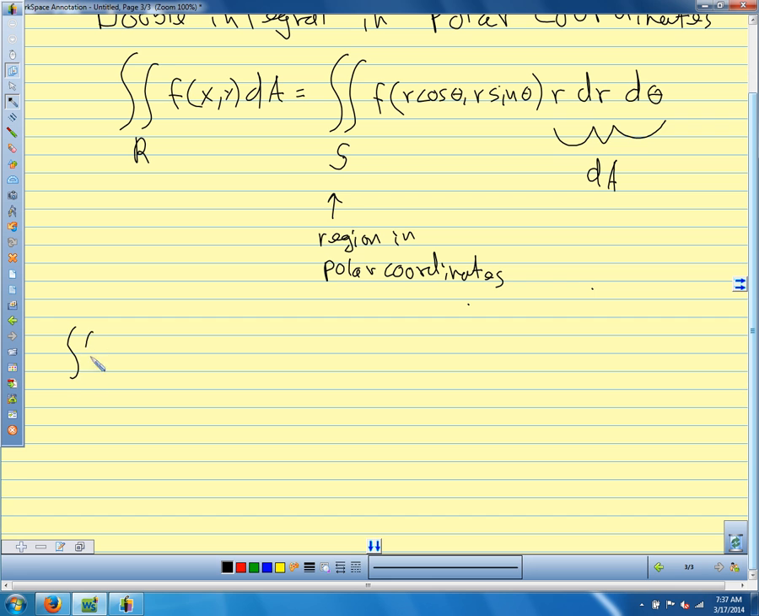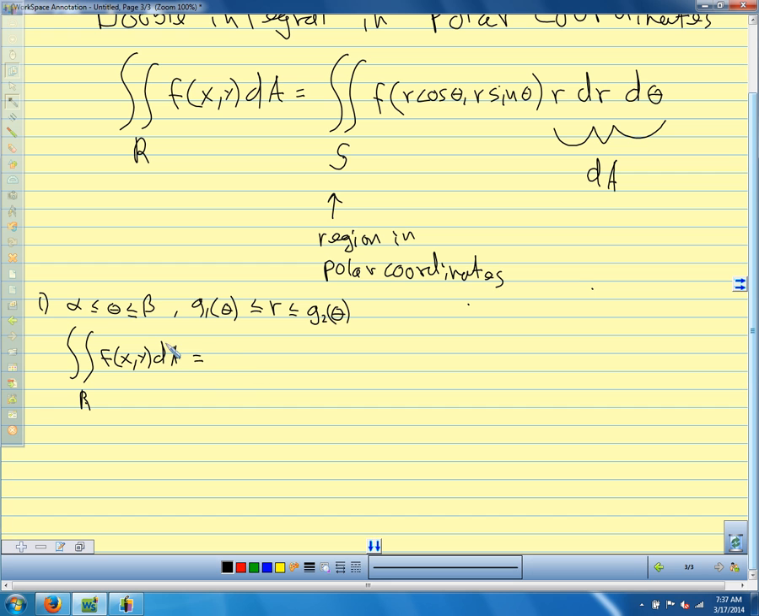So for this first one I'm going to say alpha less than or equal to theta less than or equal to beta, and g1 of theta less than or equal to r less than or equal to g2 of theta. So this double integral over the region R of f of x y dA, we evaluate as an iterated integral: the integral from alpha to beta, the integral from g1 of theta to g2 of theta, of f of r cosine theta, r sine theta, r dr d theta.